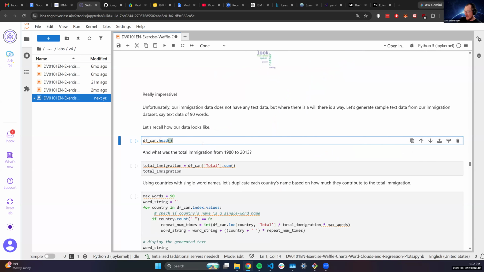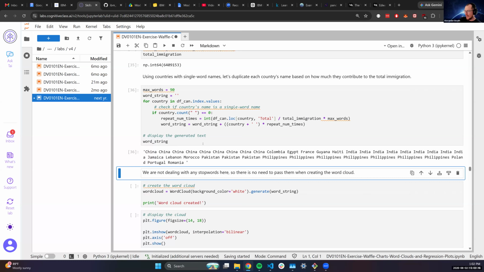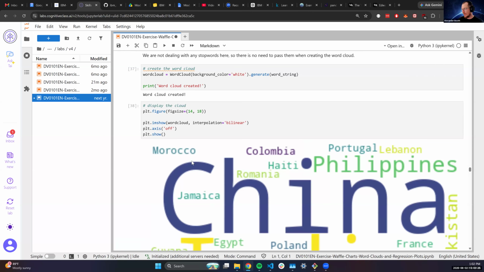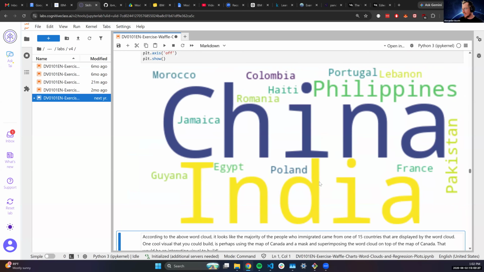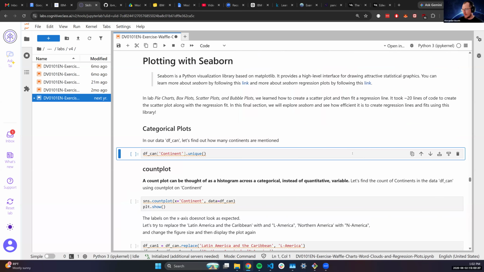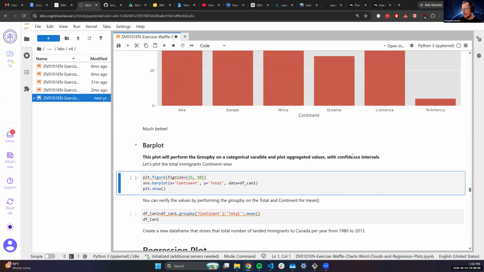Anyway, let's keep going. For our immigration data, we don't really have that many words, but what they're going to do here is proportionally repeat the same country's name over and over again, so this should hopefully show the same proportion. China and India top out our chart, so those words are bigger. Philippines, Haiti, Morocco. Pretty cool. Seaborn, we'll fly through these just because we did Seaborn last week. I definitely recommend spending more time on Seaborn here.